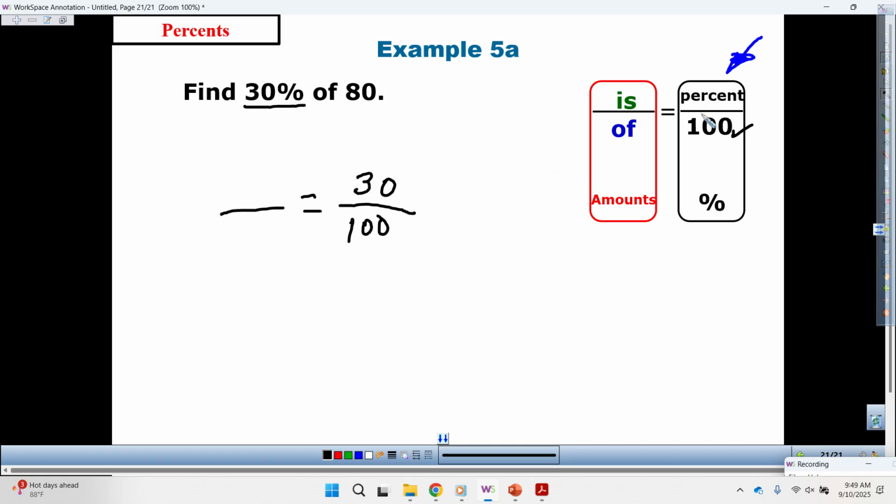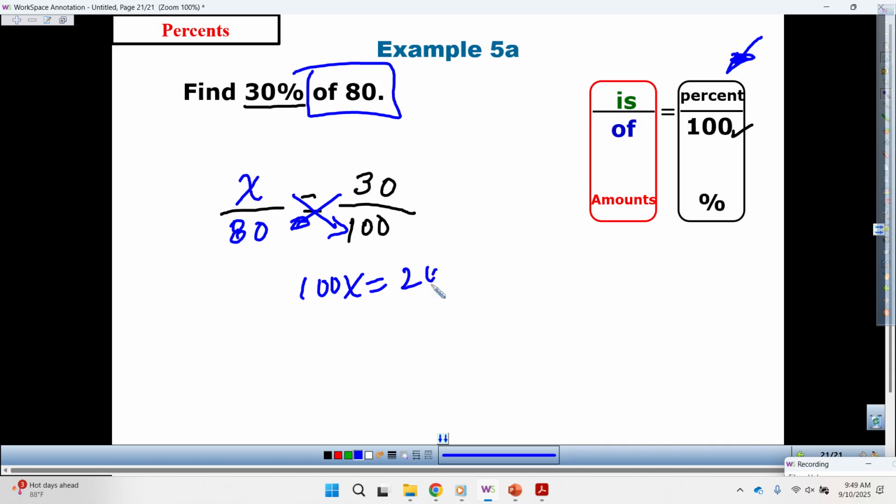You see how I'm following this? Yes? Let's see what else they give us. It says of 80. Where does the of go? On the bottom of the left side, so that goes right there. So what shall I write here on the empty space? X, that is correct. And the rest is history. Cross multiply, divide, X equals 24. Oh, good one, guys.